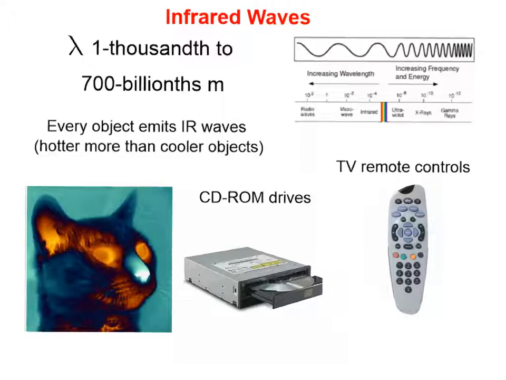So remember the last time you stood by a campfire and you felt that warmth being transmitted to you. That was actually being transmitted by infrared waves. Infrared waves are electromagnetic waves with a wavelength between one thousandth and 700 billionths of a meter. Now, actually, every object emits infrared waves. Here is an infrared image of a cat. We also use infrared waves to operate things like CD-ROM drives and TV remote controls.